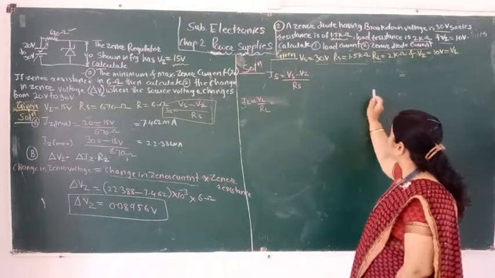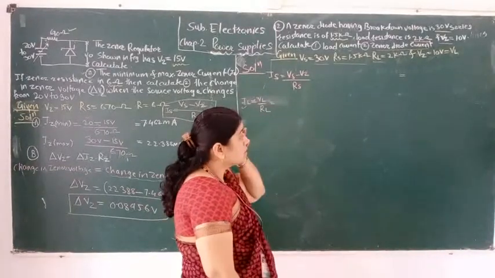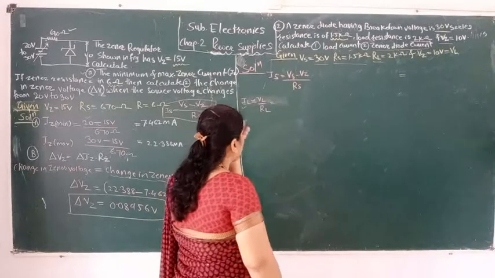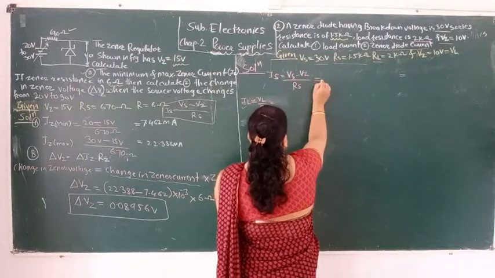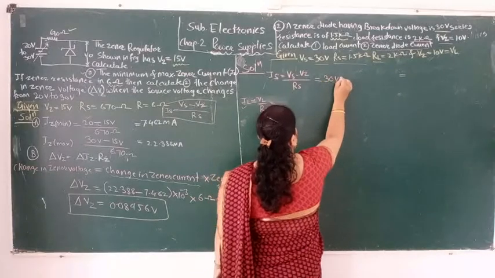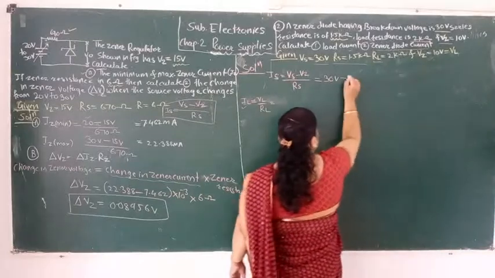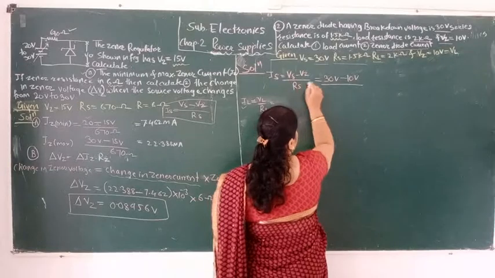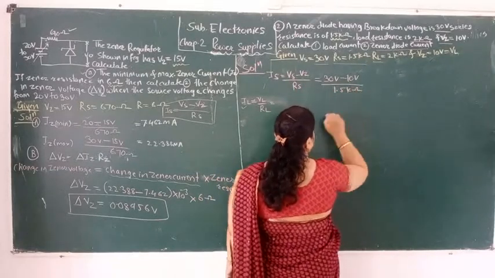What we have to calculate first is the load current and Zener diode current. So for the source current, see what is given: Is is equal to Vs minus Vz upon Rs. What is the value of Vs? It is 30 volt minus, what is the value of Vz? It is given here, 10 volt, divided by Rs. How much is it? 1.5 kilo ohm.